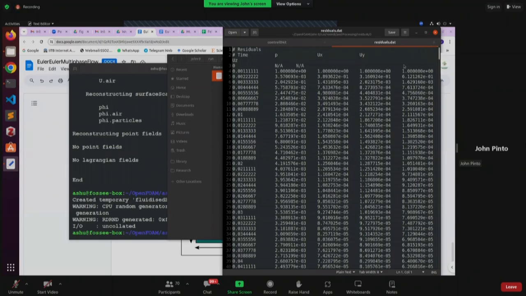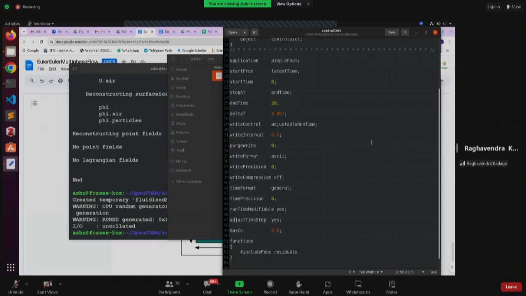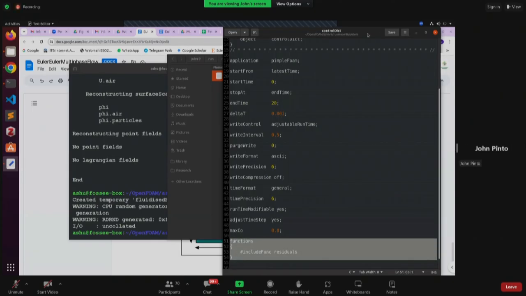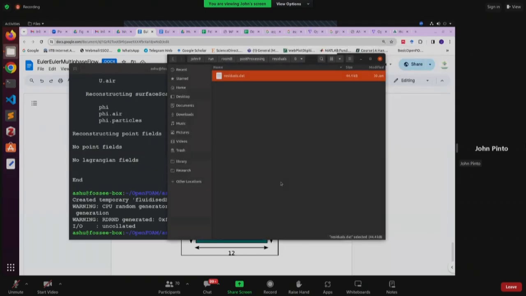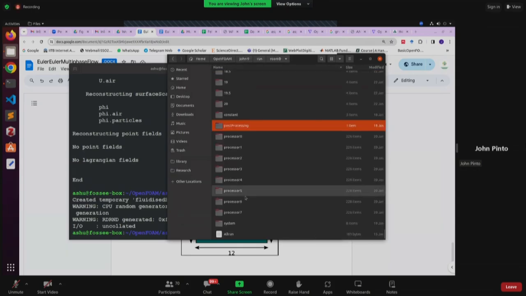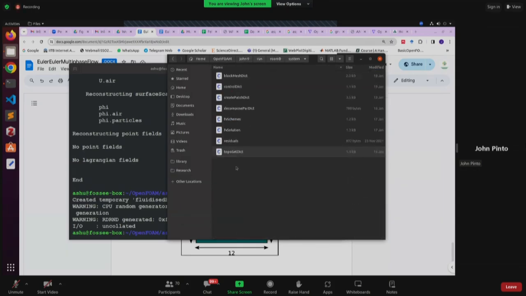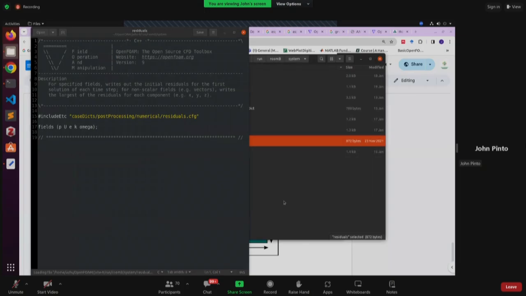So with this, during runtime itself, you can monitor your residuals, like how we do in Fluent or something, right? You will get plots. Something like that is possible. Okay. With this residuals, only two changes. Here you have to mention this, and in your system folder, you need to add this file. I think this file will be available if you just search residuals in your tutorials.